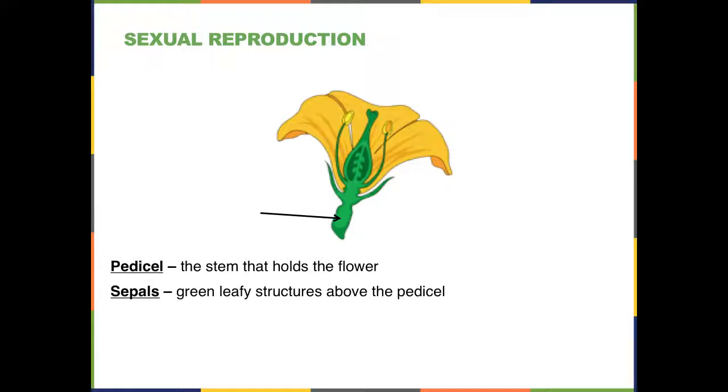The next part are the leafy structures that are above the pedicel that at one time or another probably encased all of the flower, and they open up and out the flower comes. And these are the little leafy structures that are called the sepals. Then, of course, the things that we always know about are the petals, which are the colorful leaf structures above the sepals right here.